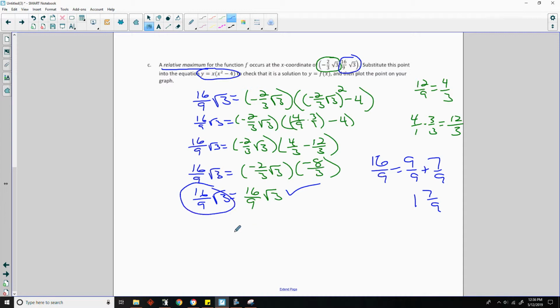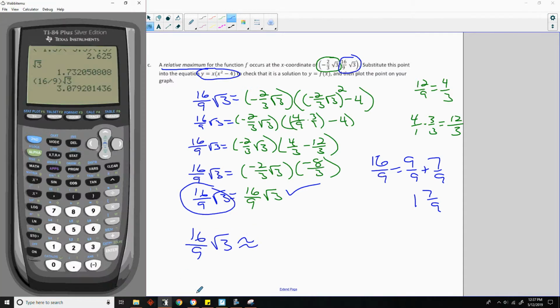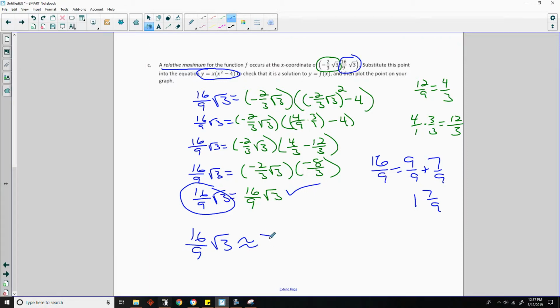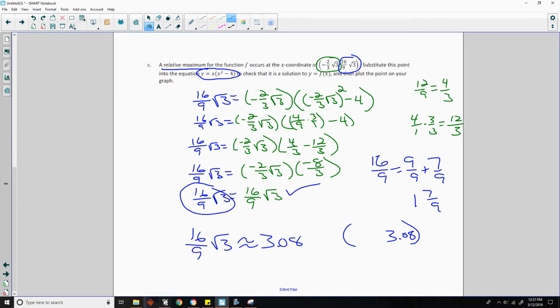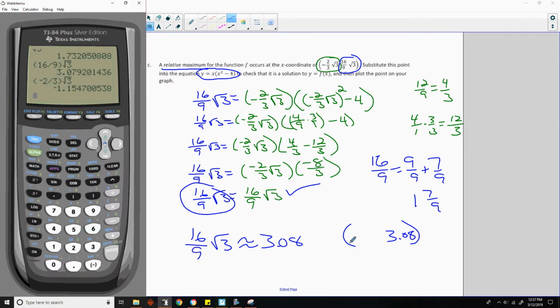So this 16/9 root 3 is approximately 3.08. And that is our y. So we have the point 3.08, and our x is negative 2/3 square root 3. So negative 2/3 square root 3 is approximately negative 1.15. Did that round down? Yeah, negative 1.15.